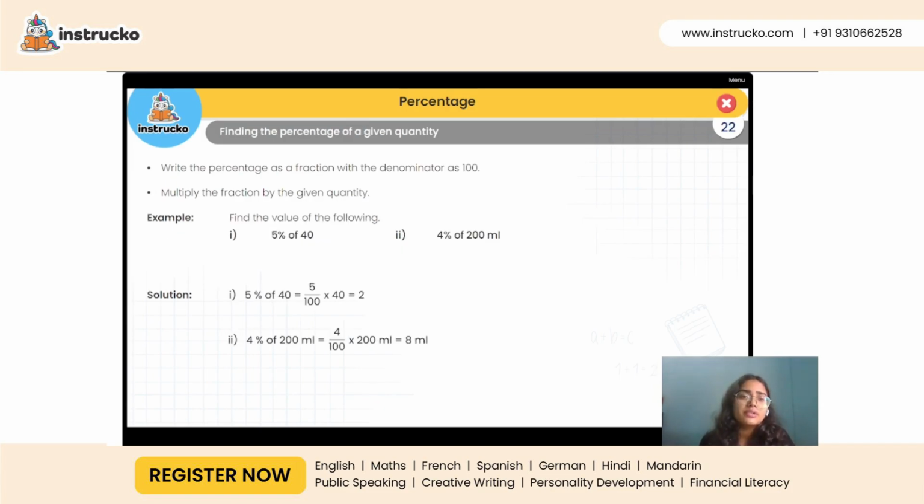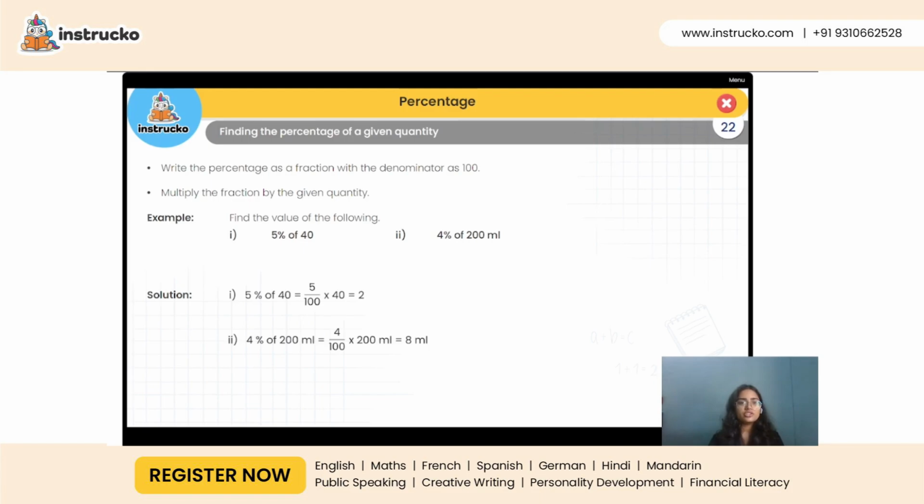Next slide talks about how to find the percentage of a given quantity. Now we're getting to something a level up. So, how to find the percentage of a given quantity? You need to write the percentage as a fraction with the denominator as 100. Did we understand that sentence? So, you take the number of the percentage, that is 5, and then you write it as a fraction with the denominator as 100. So 5% becomes 5 by 100.